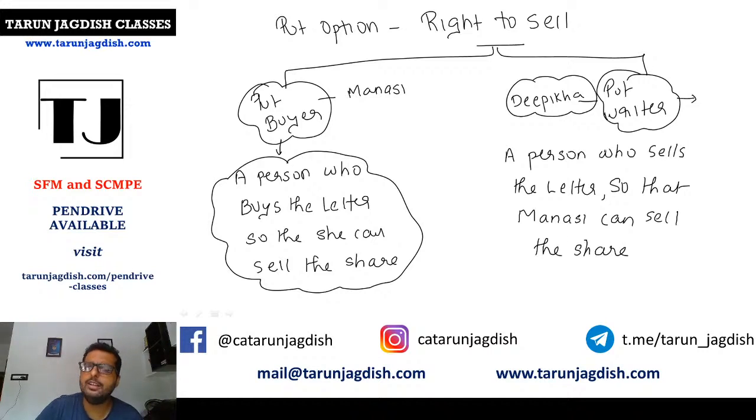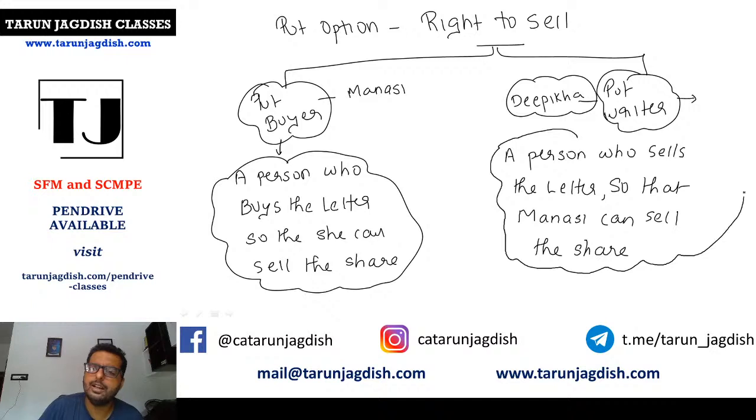Now here Manasi is the boss. Whatever Manasi will say, Deepika will only say, yes madam. Manasi says, I want to exercise. Deepika will say, yes madam. Manasi says, I want to lapse. Deepika will say, yes madam. Whatever Manasi says, Deepika will only do that. Hence, it's always from whose point of view? Buyer's point of view. Can you write down this also in your books now?